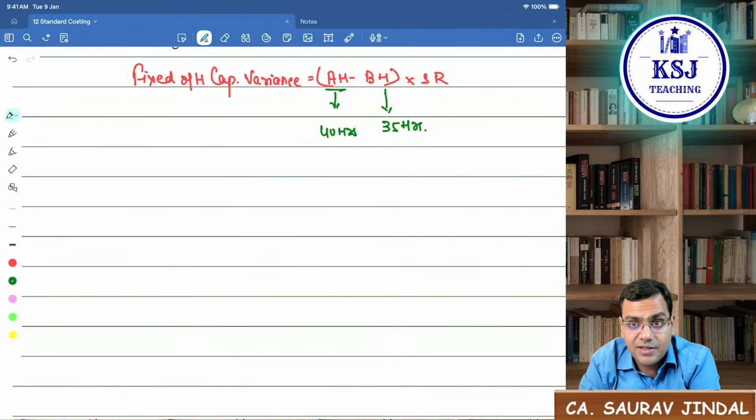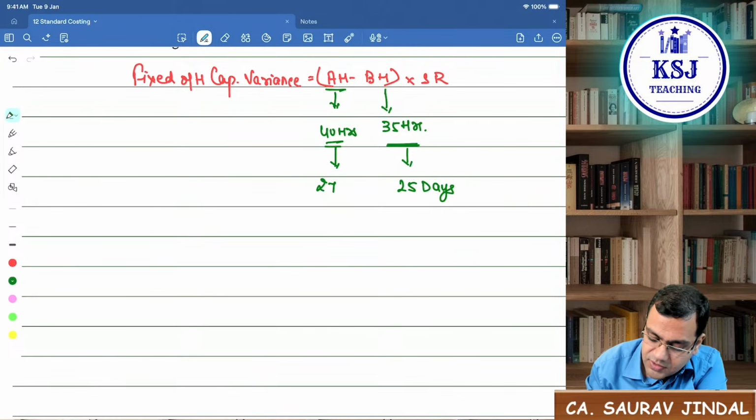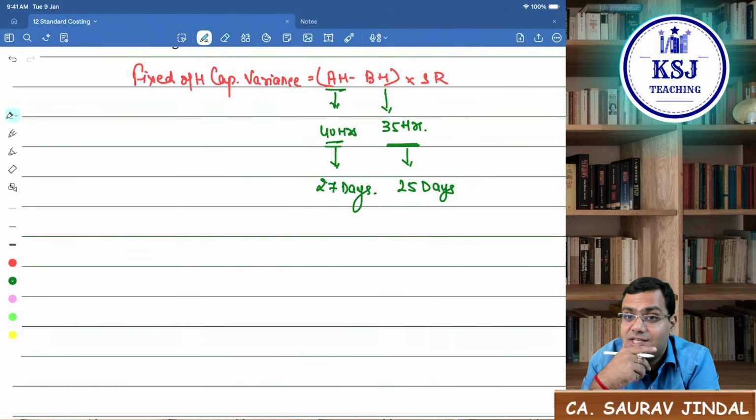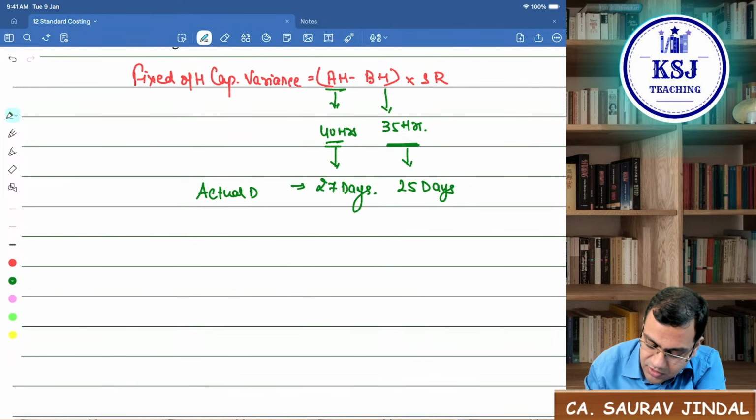Right? But when you analyzed it further, these standards were set for 25 days, whereas actually he is working for 27 days. Now can you compare this actual and the budget and say he's working efficiently? Can you do it? No. Right? This is your actual days and this is your budgeted days. Now, can you compare? No, sir, we cannot compare.